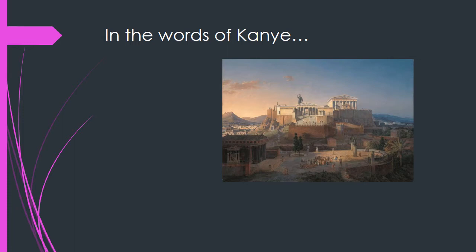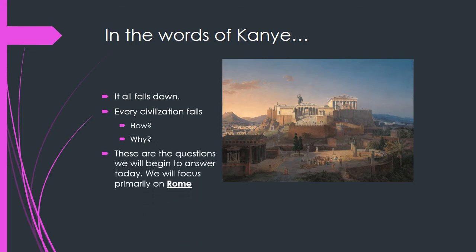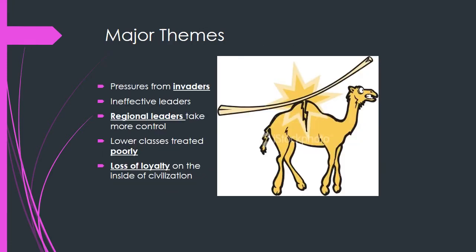So in the words of Kanye, it all falls down. Every one of our civilizations that we're going to discuss this year, besides the ones in the last 30 years, are going to fall. The question is how and why. And that's what we're going to start to discuss today. So all of our classical civilizations fell for very similar reasons. So we're mostly just going to focus on Rome as our case study.